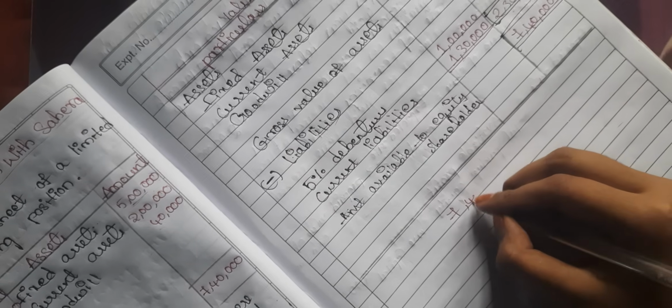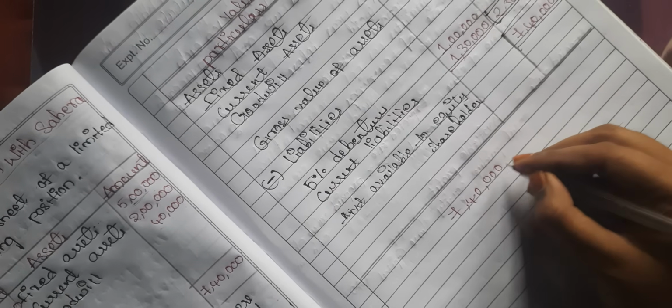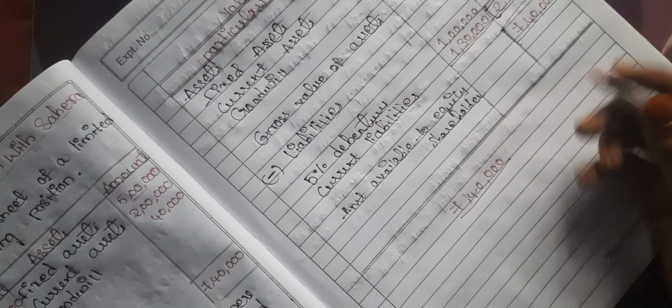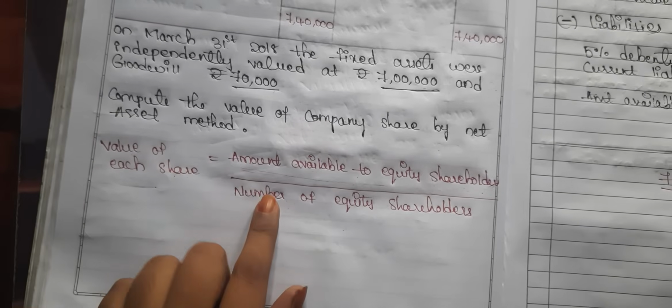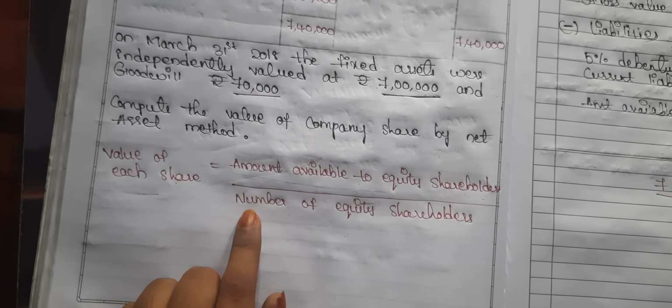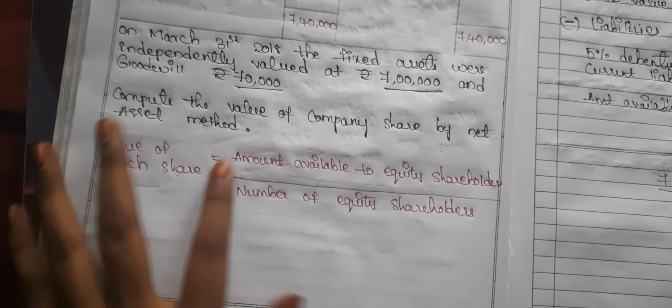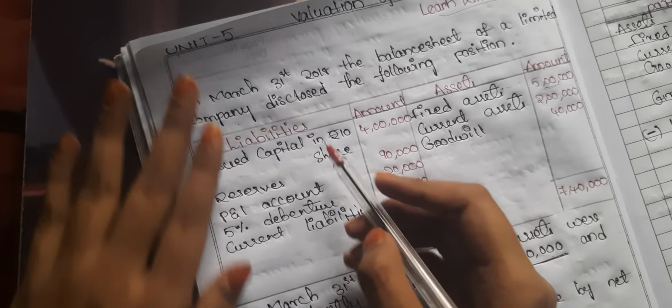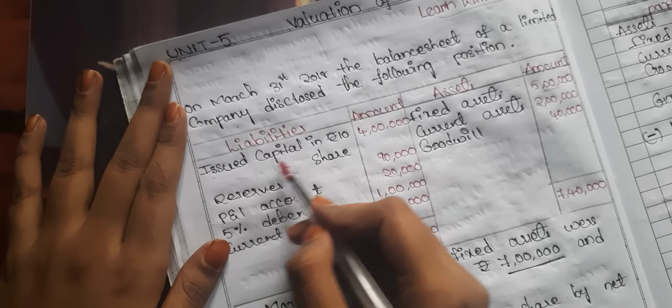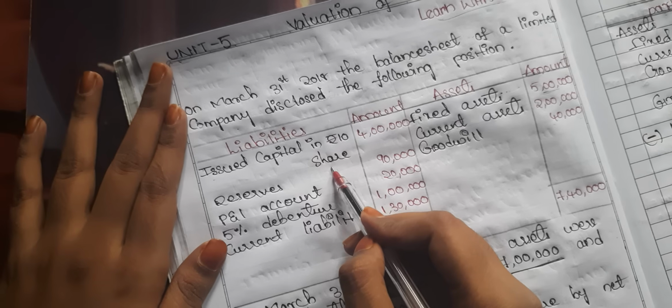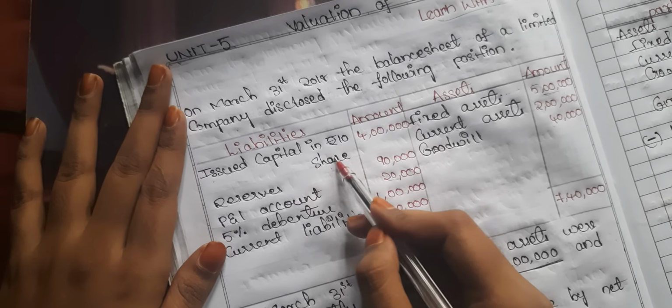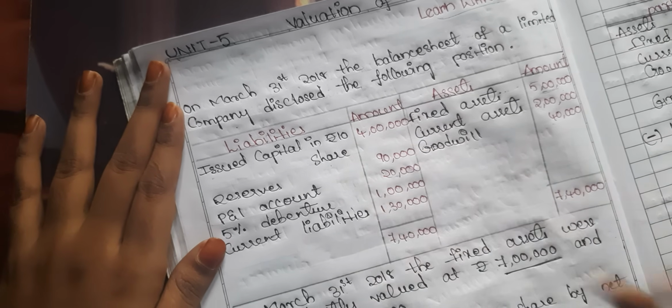How much is it, ma? 7,40,000. Okay. Then divided by, what do we need to divide by? We need to divide it by the number of equity shares. See, how will we get the number of equity shares? The issued capital is 10 per share, right? When it is 10 per share, the total amount is 4 lakhs.